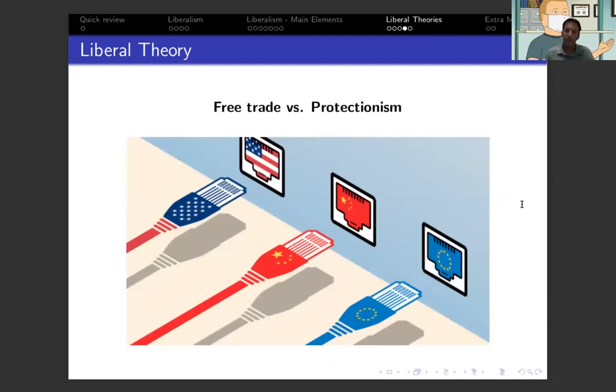This picture that you have here is from a recent Economist article, I think, that talks about the trends of protection policies when it comes to information technology within different states. As you can see here, they have the United States, China, and the European Union. Each one of them is shifting towards more protectionist kinds of policy in the context of information technology. That was the essence of the article. But let's talk about the free trade versus protection policies point of view.